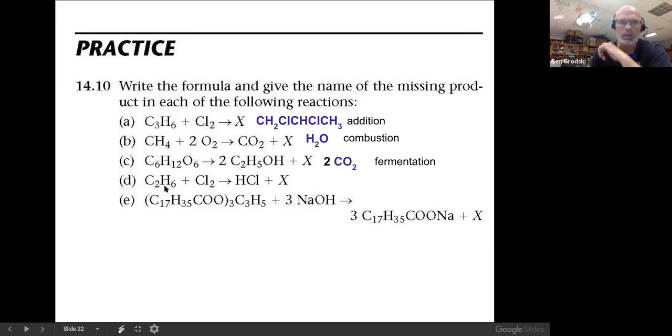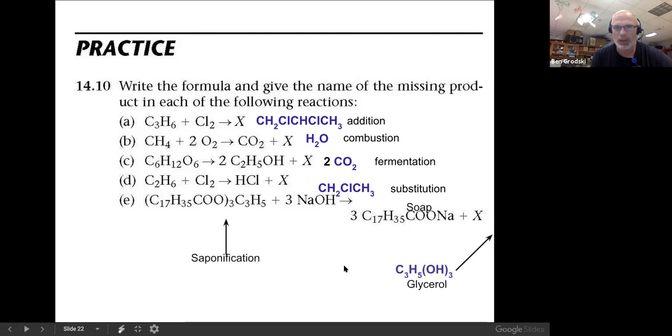Here's C2H6. Hey, there's where you have 2 carbons, double the carbons, and then add 2. That's an alkane, that's saturated, which means what? 1 H has to come off for 1 Cl. So this, of course, would be 1 Cl adding, substitution. And the last one we just did is where you had these huge fatty acid chains bonded to a glycerol, a triglyceride, with a strong base. We make 3 soap molecules, and that's saponification. And we also add glycerol there.